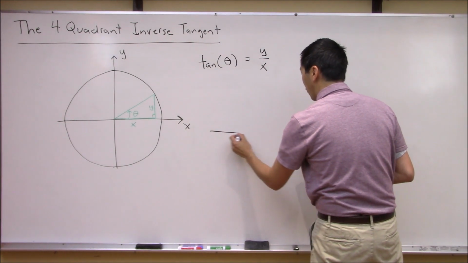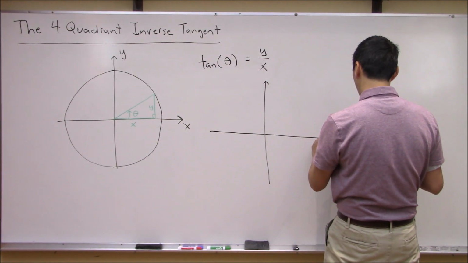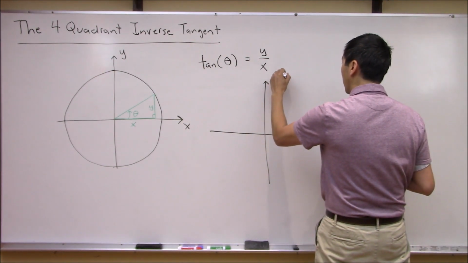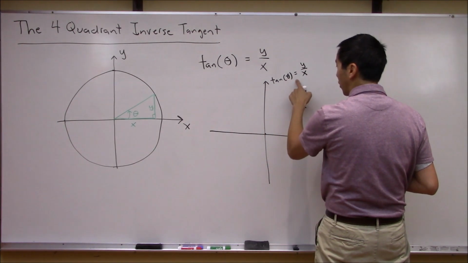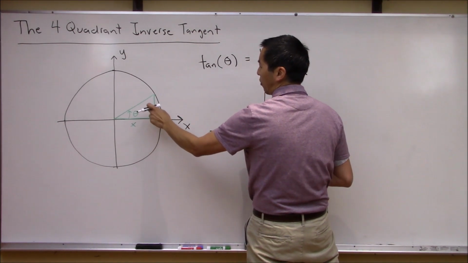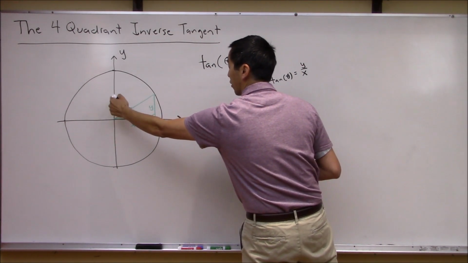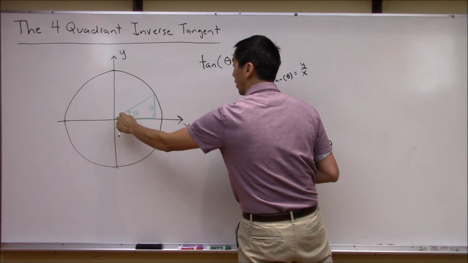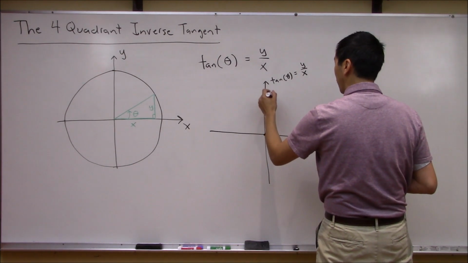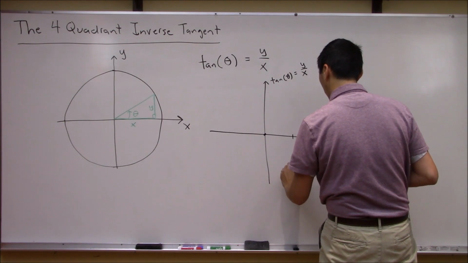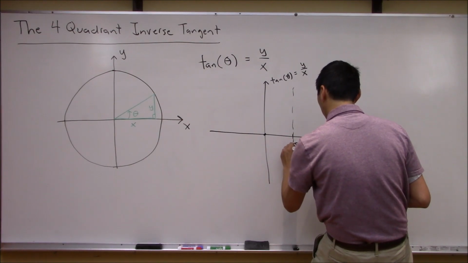So we can actually plot the tangent function very, very easily. If we look at theta, and I want to plot it against tangent of theta, this again is just the ratio of y over x. When theta is 0, y is 0 and x is non-zero, so this starts here at 0. Then when theta is 90 degrees or pi over 2, y is something non-zero and x is 0, so this is going to blow up to positive infinity around here. This here is exactly pi over 2.